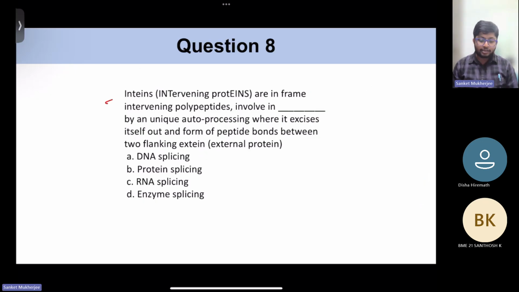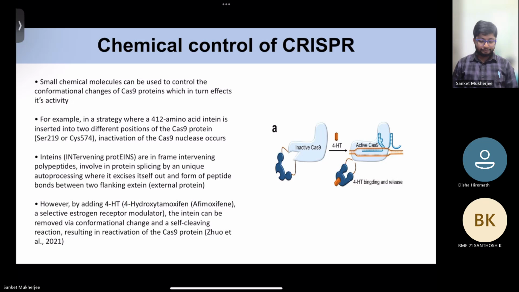Inteins or intervening proteins are in-frame intervening polypeptides involved in, by a unique auto processing, where it excises itself out and forms peptide bonds between two flanking external proteins. DNA splicing, protein splicing, RNA splicing, or enzyme splicing? So inteins are in-frame intervening polypeptides involved in protein splicing by unique auto processing, where it excises itself out and forms peptide bonds between two flanking exteins. That's how it works.